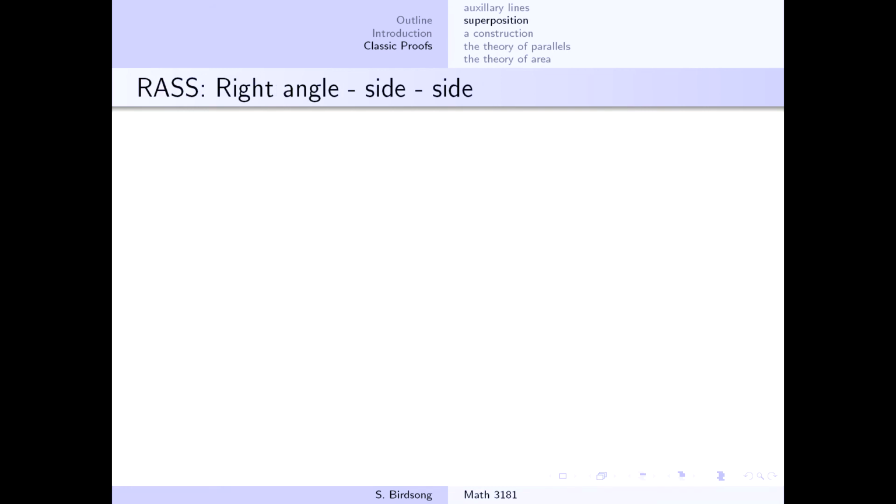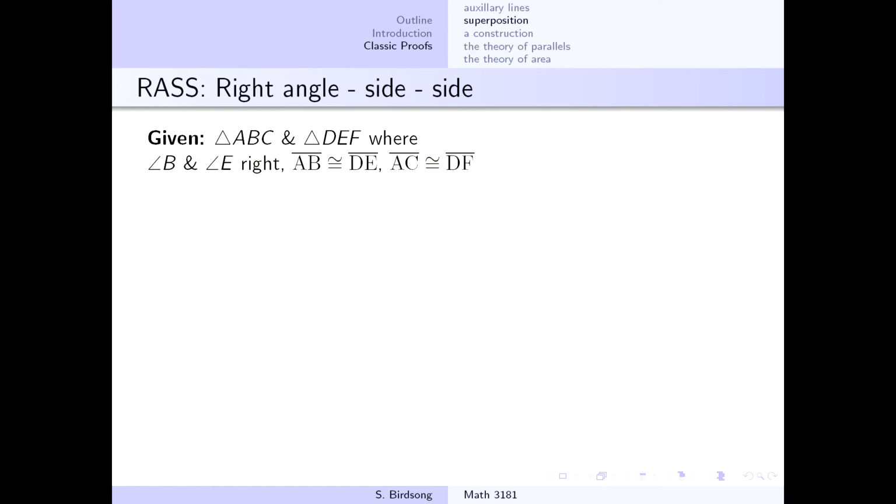So let us look at a proof of a theorem that uses this technique of superposition, that uses this rigid motion, if you will. Okay, so what we're going to do is look at the validity of the triangle congruence theorem of right angle side side. And remember, right angle side side was the corollary of proposition 26 from Euclid's first book.